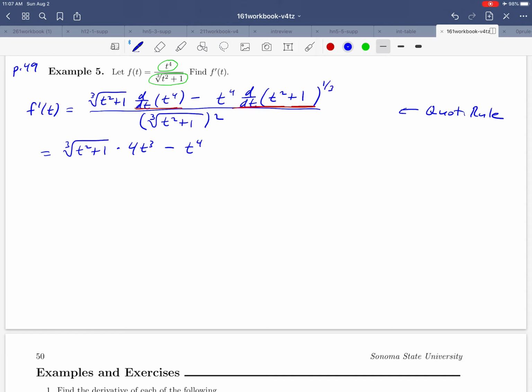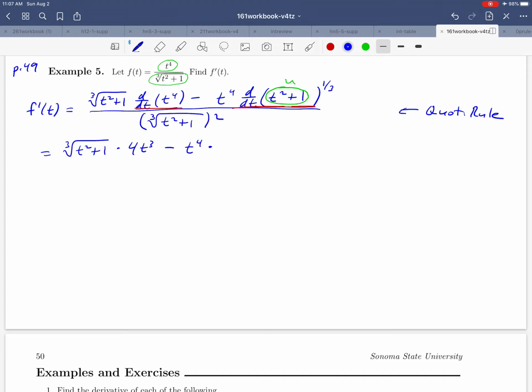How do we take that derivative? Well, notice that we've got an inside function and an outside function. T squared plus 1 is being raised to the 1/3 power. That's a typical chain rule situation. The u is the part inside, the t squared plus 1. So we need to actually take the chain rule inside of this quotient rule that we're using.